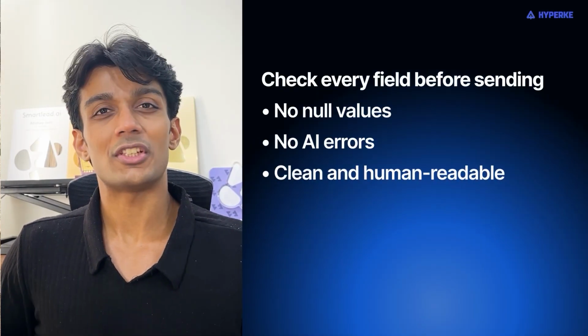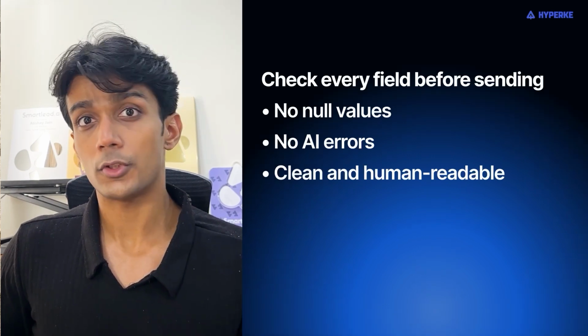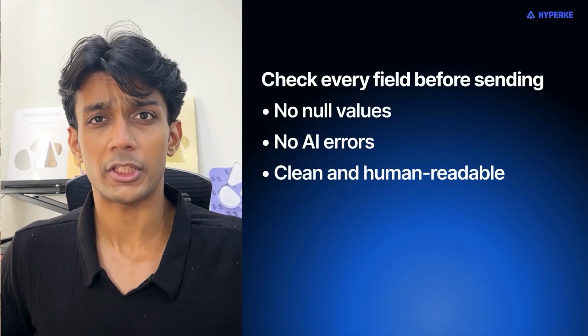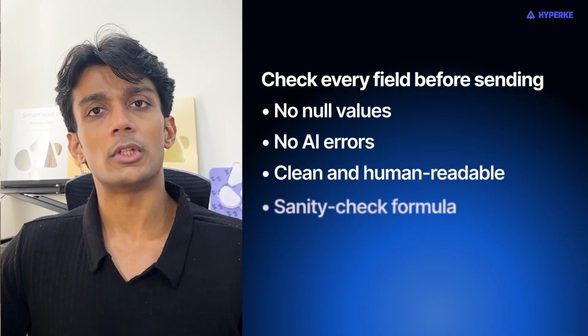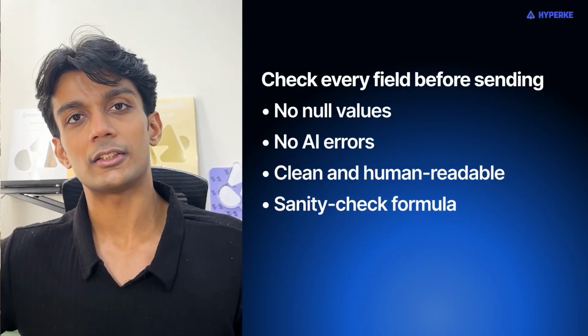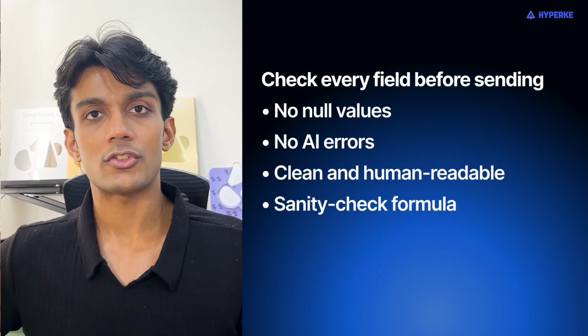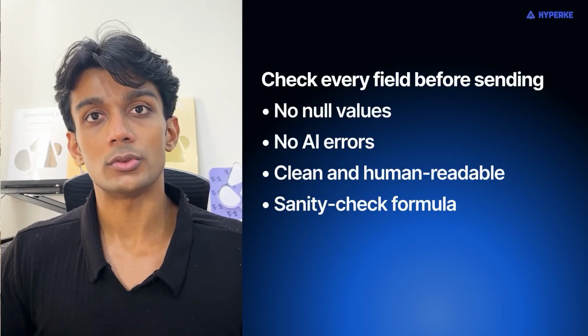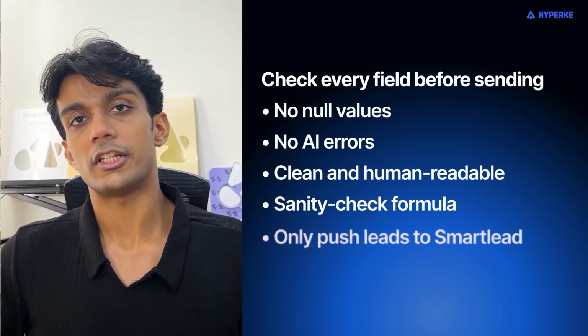For example, your city names should all be proper case. Your first name should all be proper case, not uppercase or lowercase. So create one formula that does all of this sanity checking. And then after this formula is created, create another column for Smartlead and add a condition where the sanity check should be true or acceptable, and only then push leads to Smartlead.